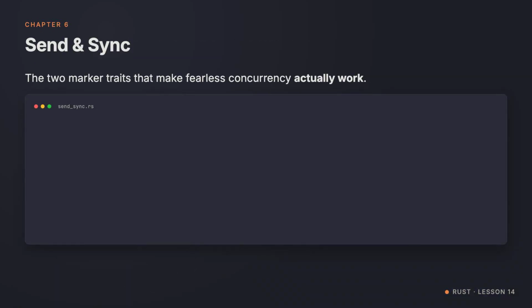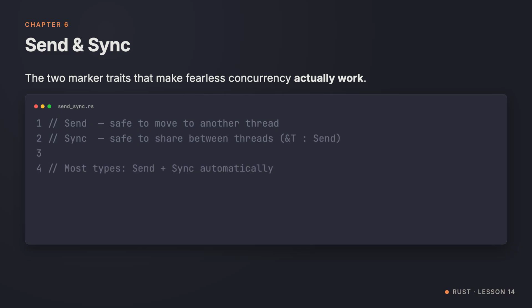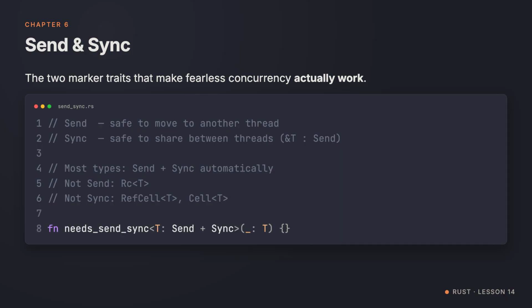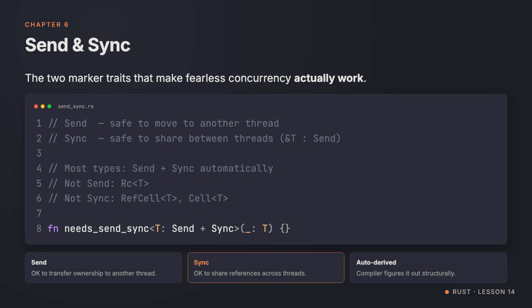Under the hood, two marker traits in the standard library are what make all of this work. They're called Send and Sync. Send means a type is safe to transfer to another thread. If T is Send, then you can move a T from one thread to another. Sync means a type is safe to share between threads. Roughly, if &T is Send, then T is Sync. Most types implement both automatically.